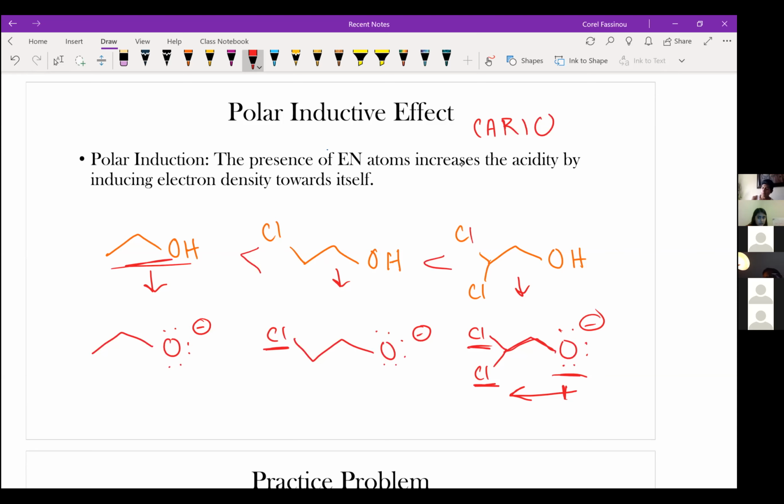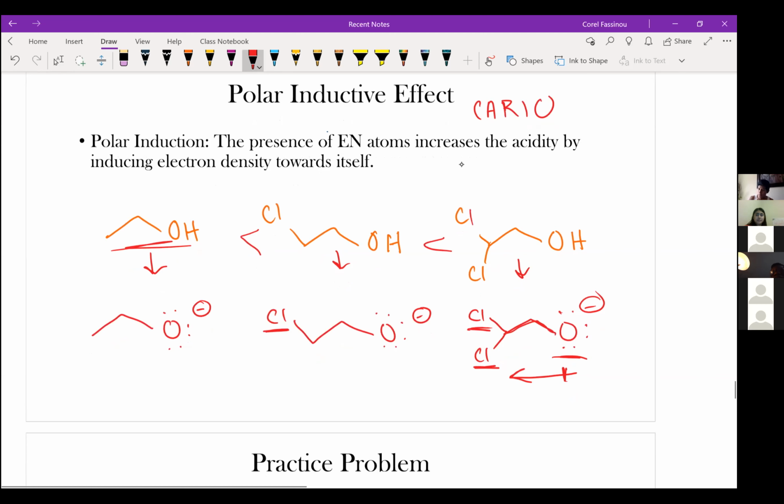Does that make sense? Wait, are you saying that the electronegative atoms would want the electrons on the oxygen? Yeah, okay. You can think of it as that. They're going to be pulling electron density. Oh, okay. Kind of like when you draw your dipoles, you show the electrons being pulled towards a specific location. Yeah, okay, that makes sense. Thank you. So that's the polar inductive effect.